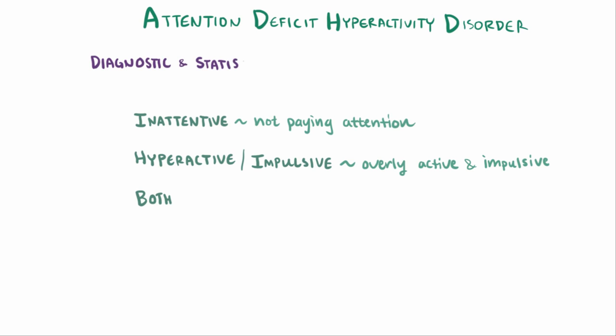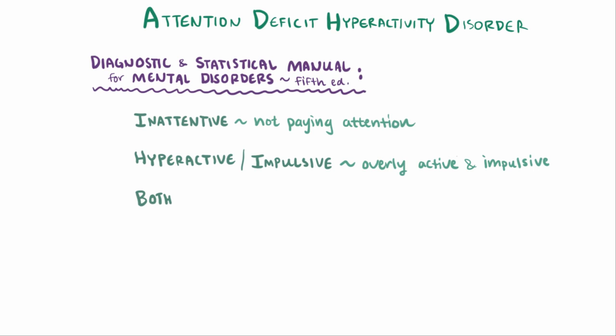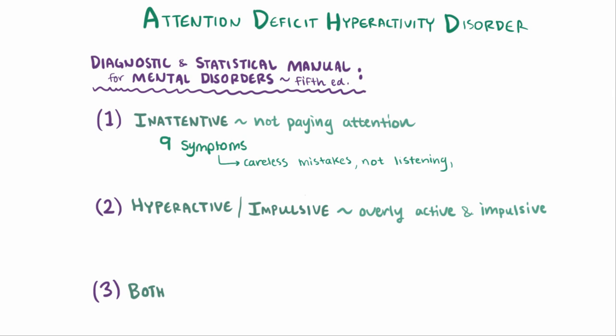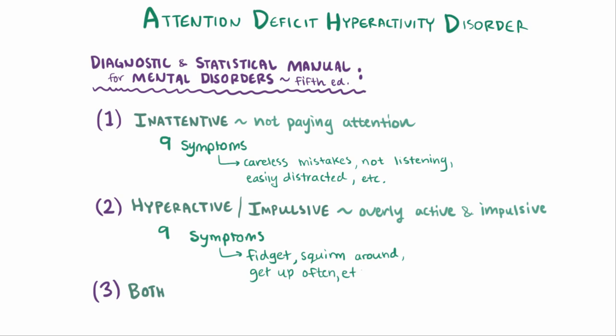According to the Diagnostic and Statistical Manual for Mental Disorders, the 5th edition, the most recent update being in 2013, ADHD is split into 3 subtypes: inattentive, hyperactive impulsive, or both. Inattentive and hyperactive impulsive have a set of 9 symptoms each. For example, someone with the inattentive subtype might make careless mistakes, or not listen, or be easily distracted. And someone with a hyperactivity and impulsive subtype might fidget, or squirm around, or get up from their chair often.